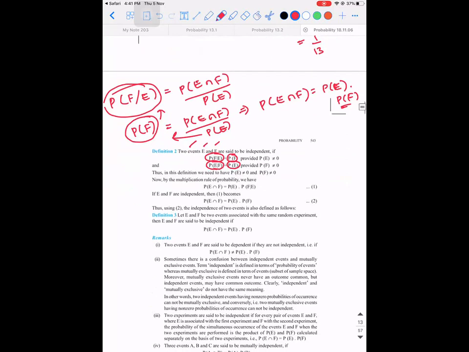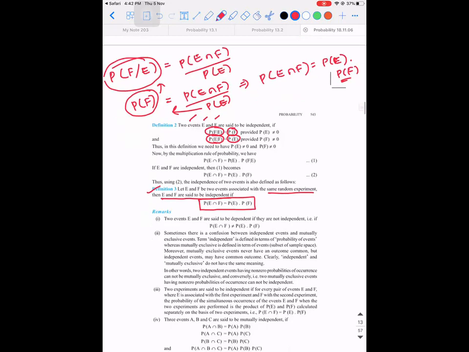So from this, definition 3 comes. If E and F are two events associated with some random experiment, E and F are said to be independent if probability of E intersection F is equal to probability of E into probability of F. So going forward, wherever you see the events are independent, you can write the product of their probabilities. Am I clear?